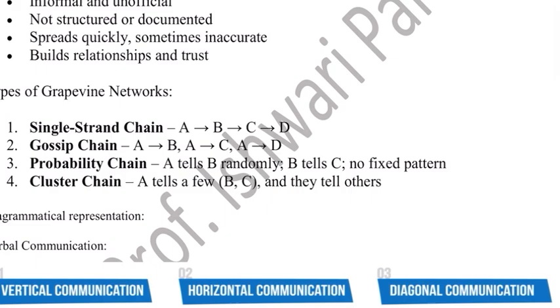Next we have the cluster chain. In a cluster chain, a person will tell a few people, for example 2 to 3 people, and then they will tell others. For example, in Jai Ho, there was a scene where Salman Khan says to help one person, and tell that one person to go ahead and help 3 other people. As in, one person is going and telling multiple people at a time. So that is what your cluster chain is.